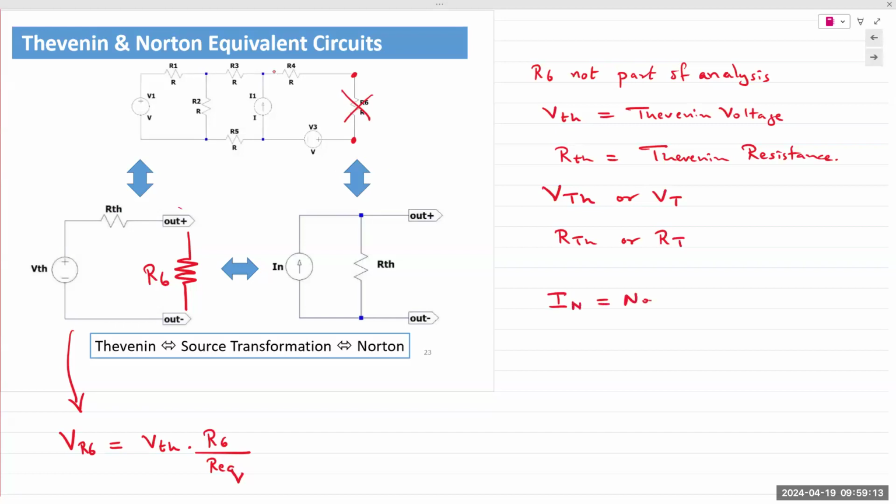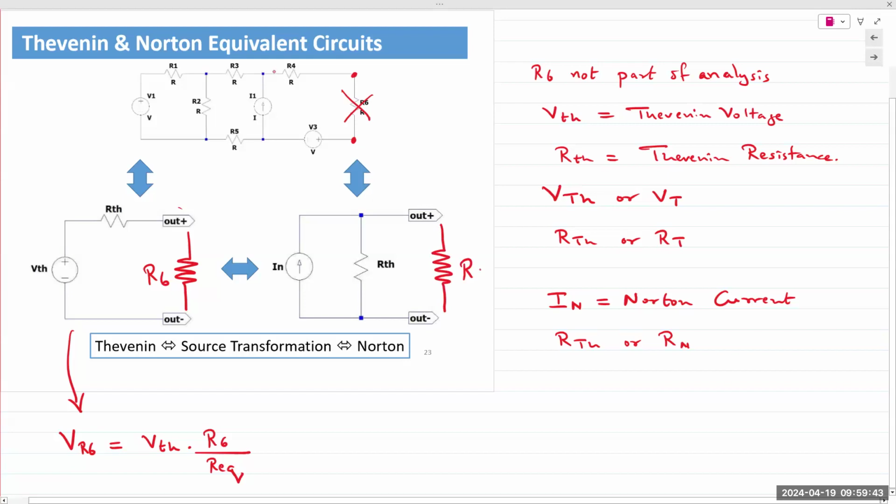IN is the Norton current. The resistance is still the same. It's still RTH. Sometimes to distinguish, some people like to use RN, Norton resistance, but it's not actually Norton resistance. It's simply the Thevenin resistance. Then again, at the output terminals, we have R6. So this is a very important concept in electric circuit analysis. Please think over this, and we'll look at it next week.